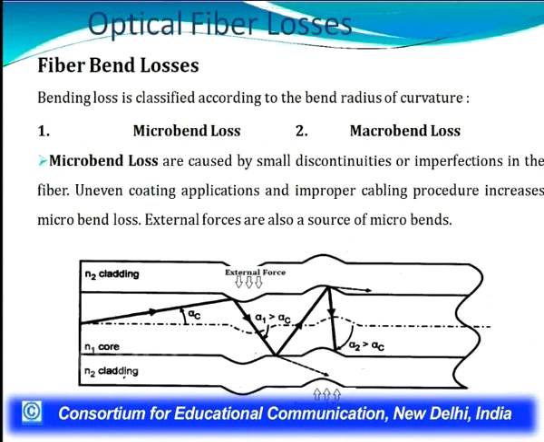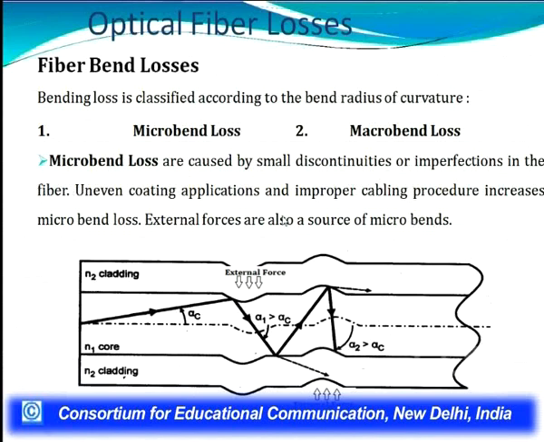In optical fiber losses, we now define the fiber bend losses. This is another type of loss, another type of attenuation. Bending means when the optical fiber bends somewhere. Bending losses are classified according to the bend radius of curvature. On that basis, there are two types: first is the micro bend loss and second is the macro bend loss.